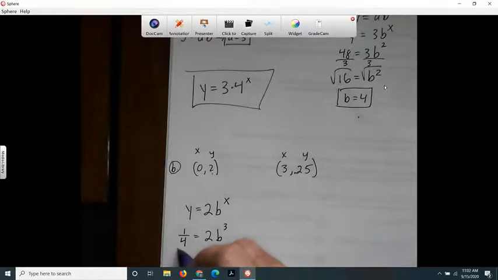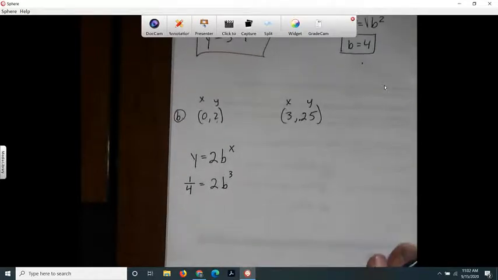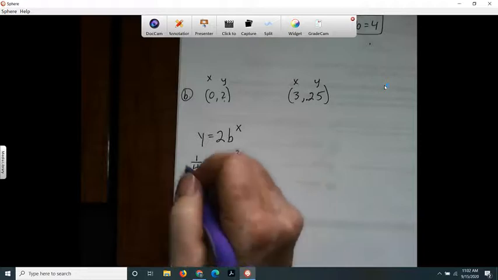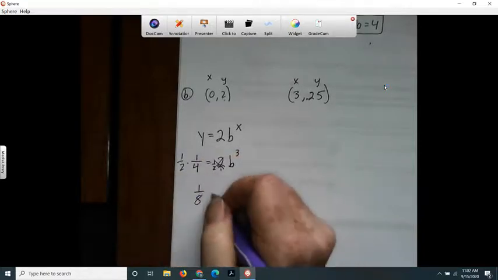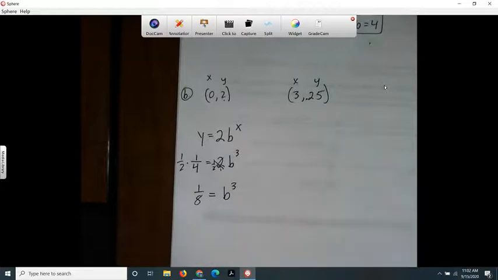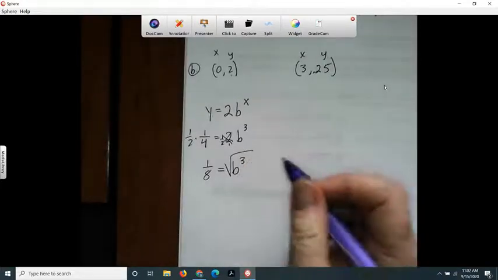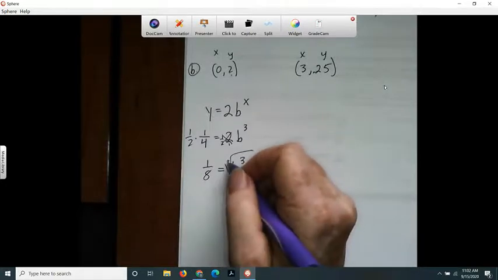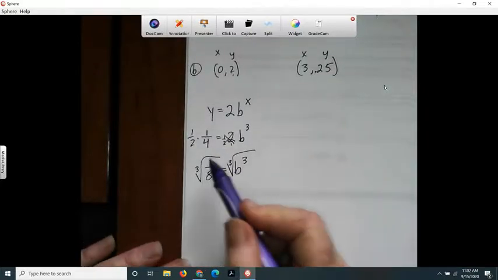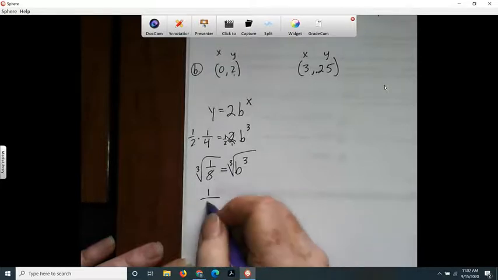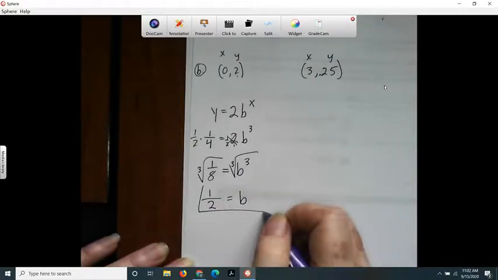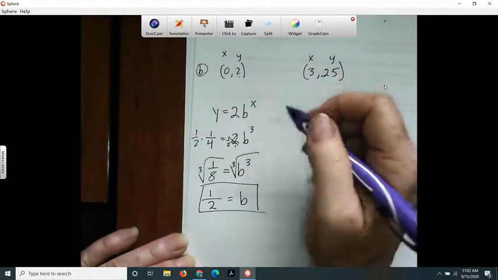Okay, I'm going to divide both sides by 2. I could divide both sides by 2, or I could multiply both sides by a half, which is the same thing. So I'm going to multiply both sides by a half. That makes this go away. Now I've got 1/8, or if you did decimals, I think it would be 0.125. Okay, and then I'm going to cube root both sides, because this is cubed. So I'm not going to square root it, I'm going to cube root it. So I can think of it as the cube root of 1 is 1, and the cube root of 8 is 2. And so there's b.